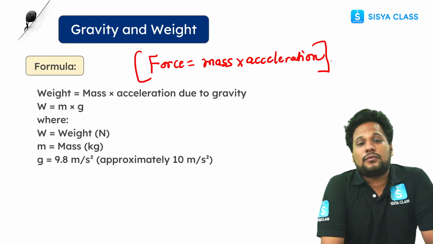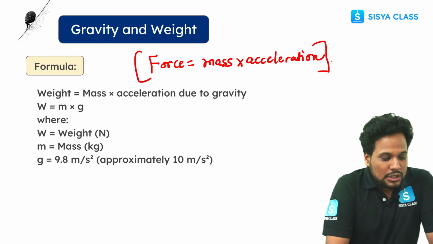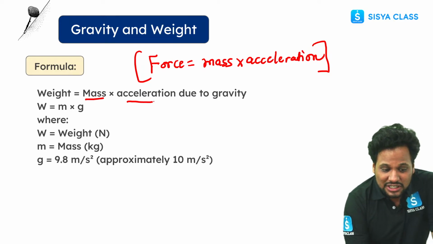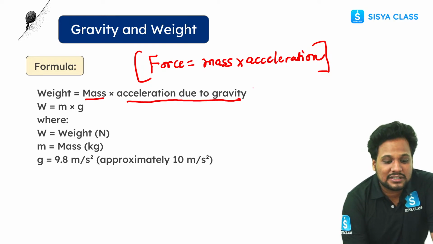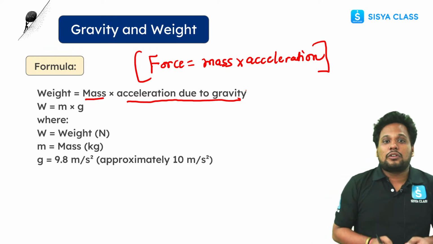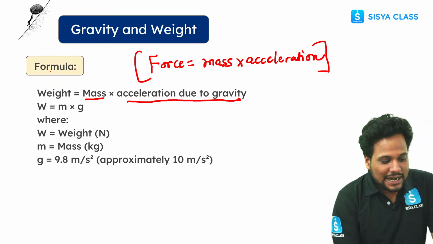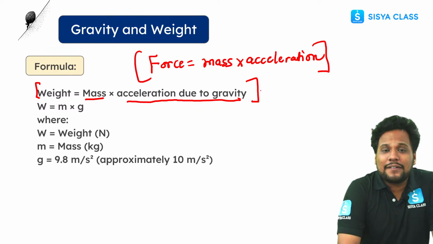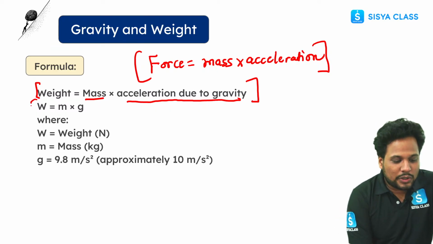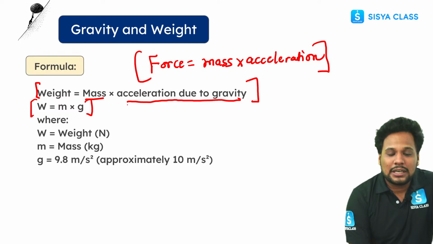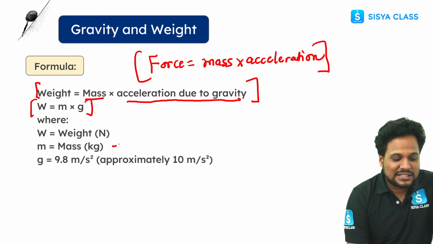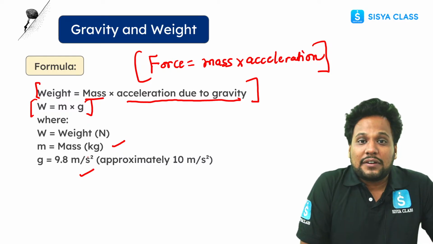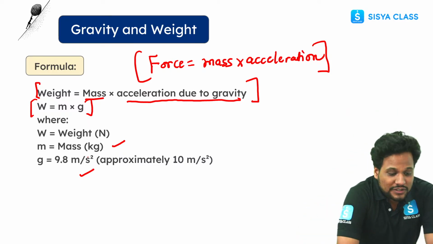Right? Now, when we talk with respect to weight, what is weight? Weight is the force that earth exerts on any object, right? So here the mass will come as mass only, but the acceleration will change to the acceleration due to gravity, which is the acceleration that earth exerts on any object. So we'll write this formula as weight is equal to mass into acceleration due to gravity. Now this becomes weight is equal to mg, and here m stands for mass and g stands for acceleration due to gravity, and the value of this g is fixed.